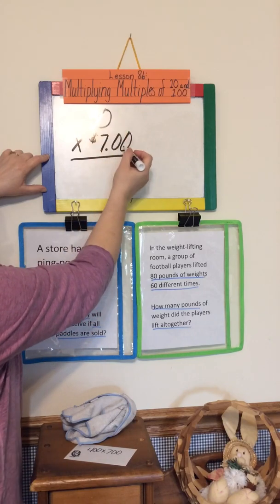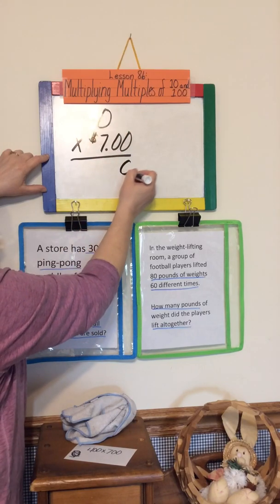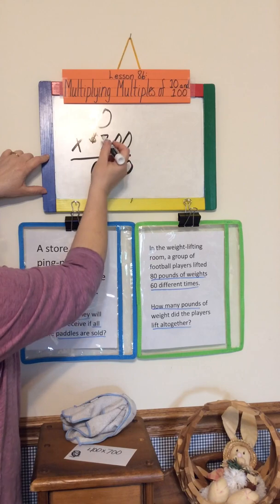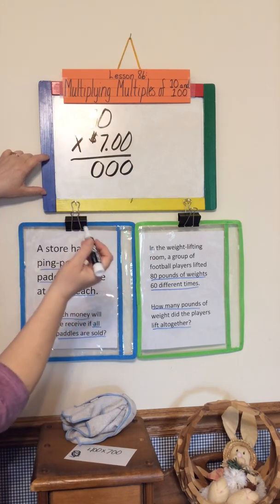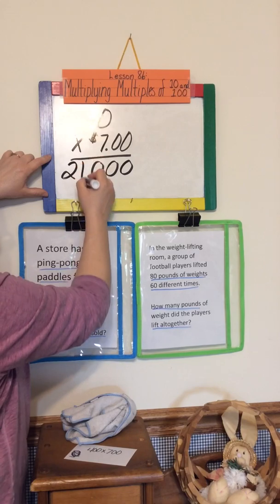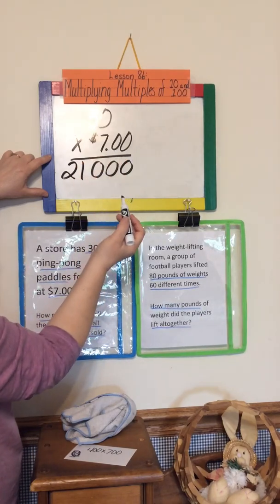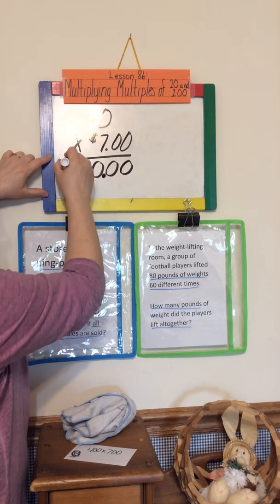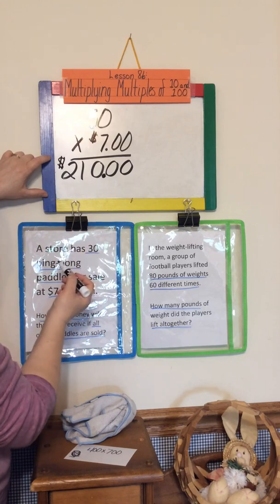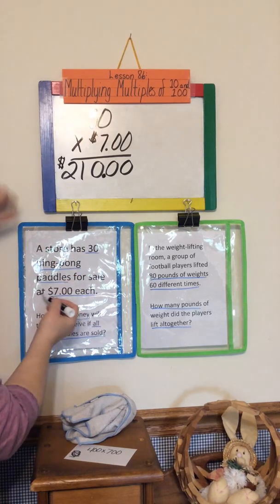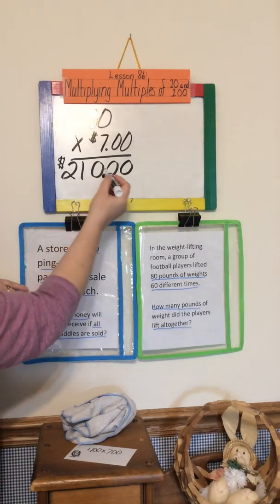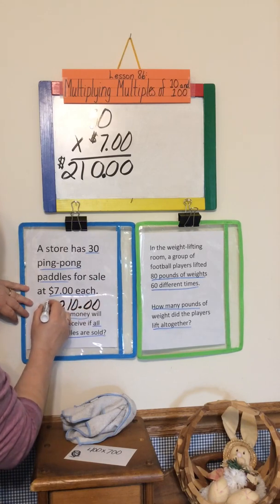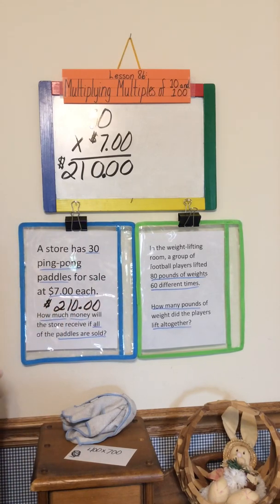But first of all, how many zeros do we have? We have 1, 2, 3. So we're going to put 1, 2, 3 zeros down and then multiply our simple fact of 7 times 3. We should have 7 times 3 memorized as 21. And then how many decimal points do we have? Well, in money we always have 2, which is very simple. So 30 ping pong paddles for sale at $7 each is $210. Pretty simple.